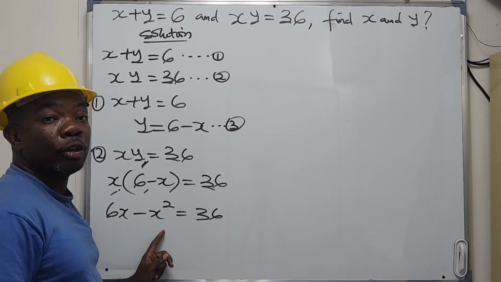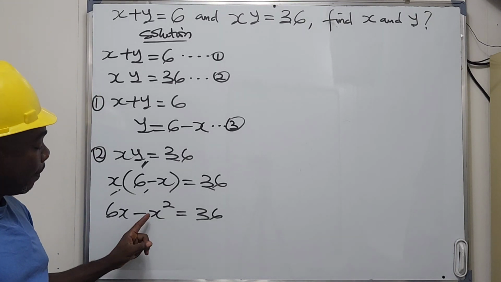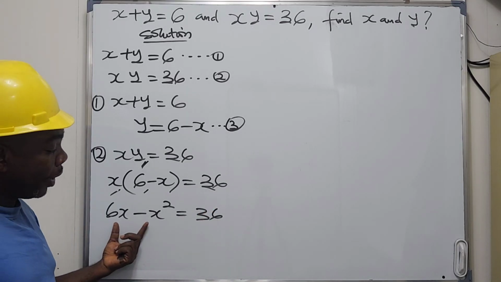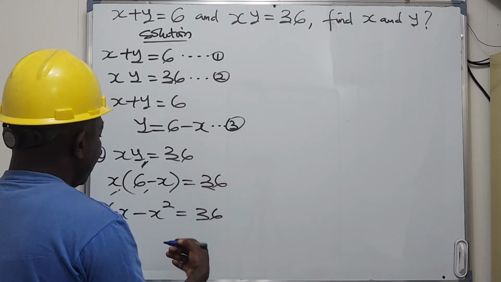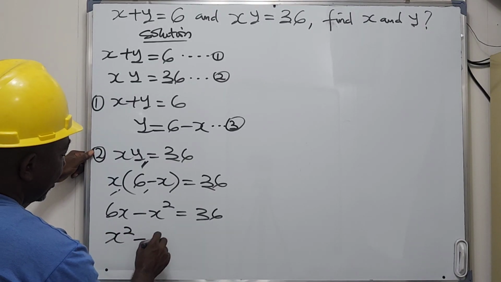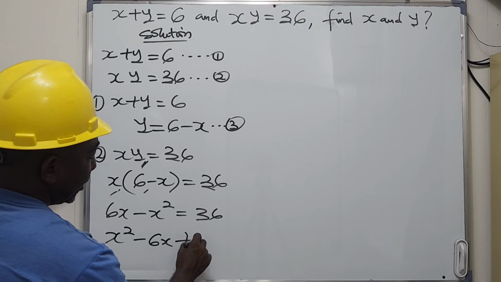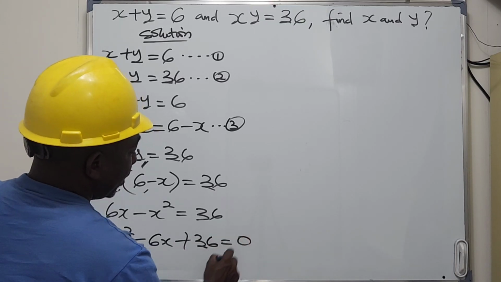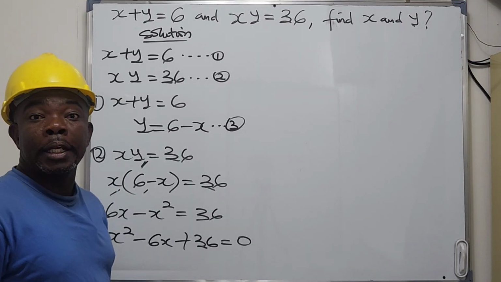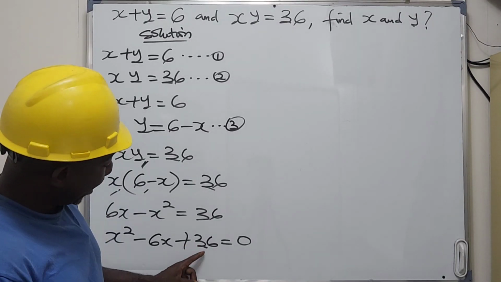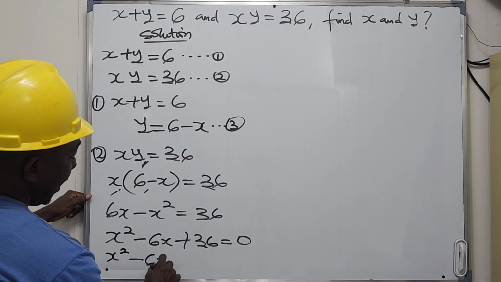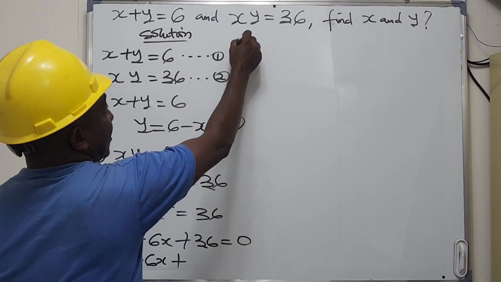So we have x to the power of 2 here. We can move everything to the other side. So this will become x to the power of 2 minus 6x plus 36 equals 0. This has turned out to be a quadratic equation. But we can rewrite this as x to the power of 2 minus 6x plus 36.